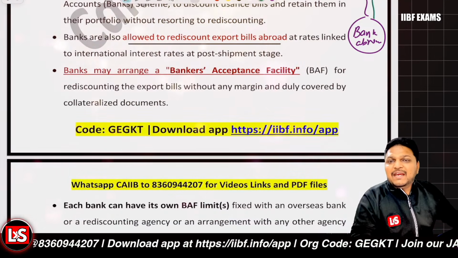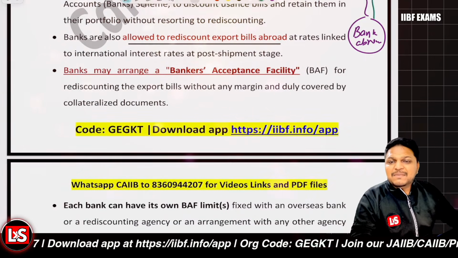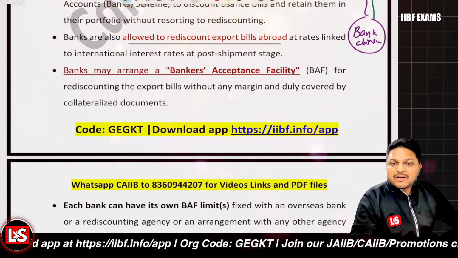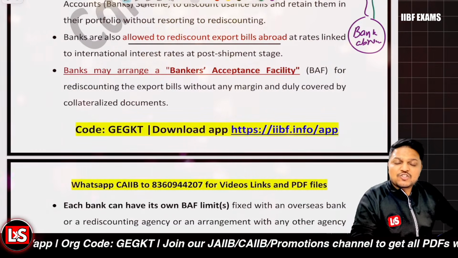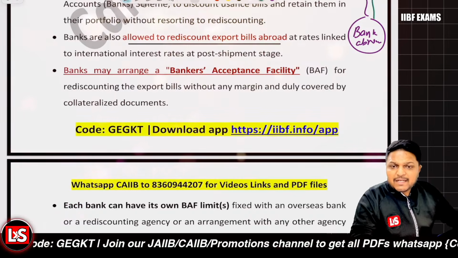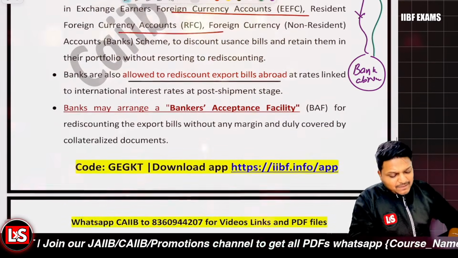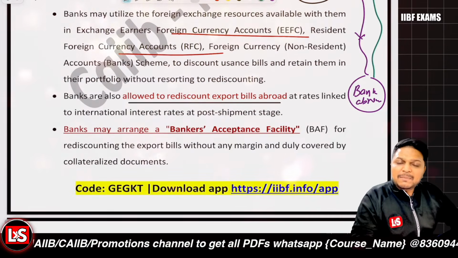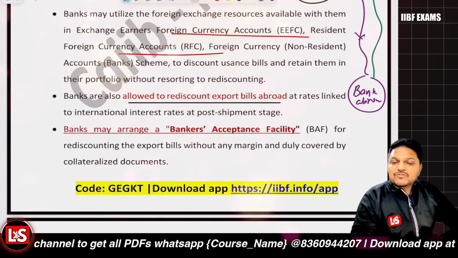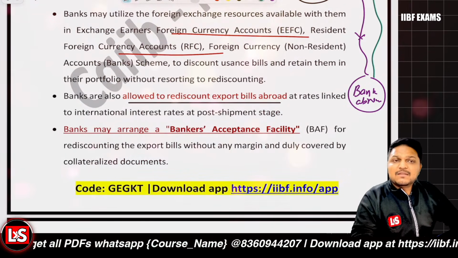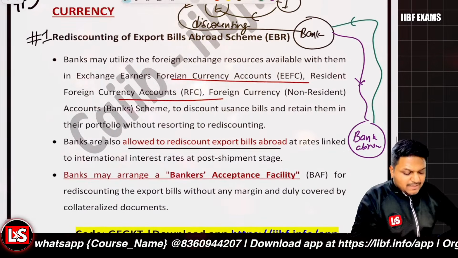So what is BAF, or simply BA? It is basically a time draft, or let's say in the case of a usance bill of exchange, that has been accepted by the bank, right? Now the bank can get it financed again from some other bank, right? So basically you'll be getting some acceptance facility.